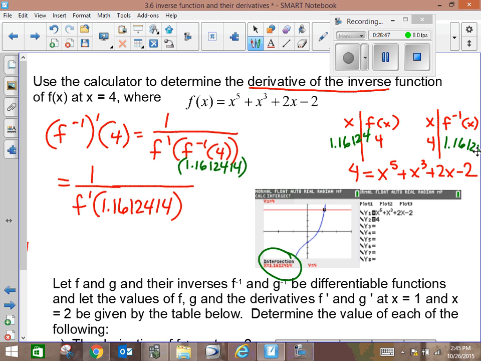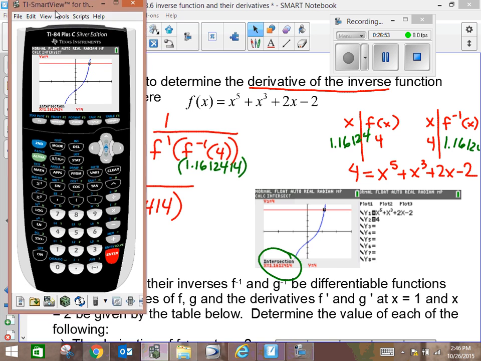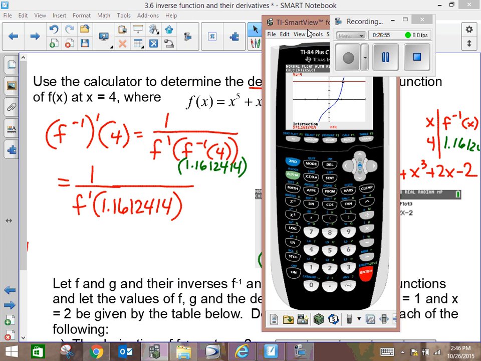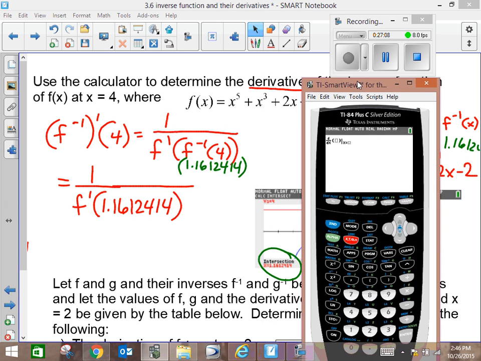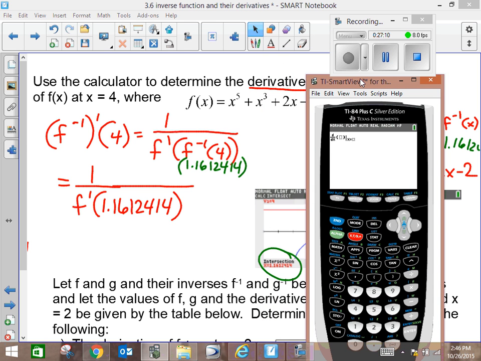Now, yes, we could find the derivative very easily, but to plug that in, let's just let our calculator do it again. We've got a calculator, let's make sure we use it. Go back to the home screen and do math 8 for derivative with respect to x. I'm going to put in that y1. I already have it in y1, so I'm just going to grab that instead of plugging it all in.